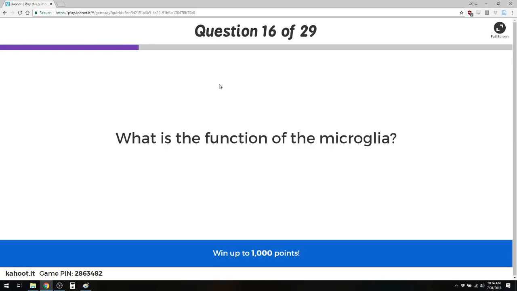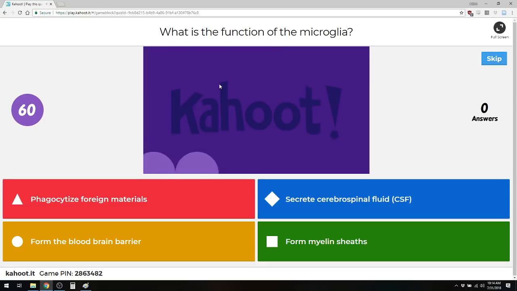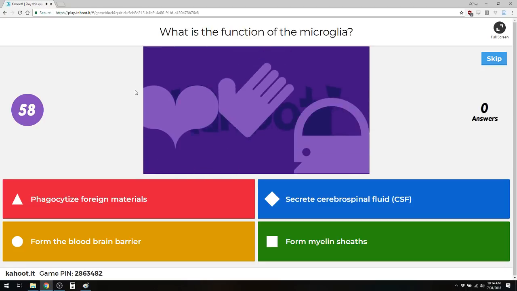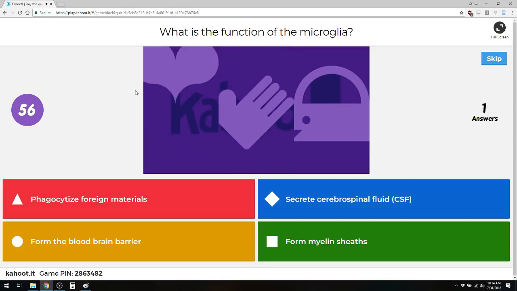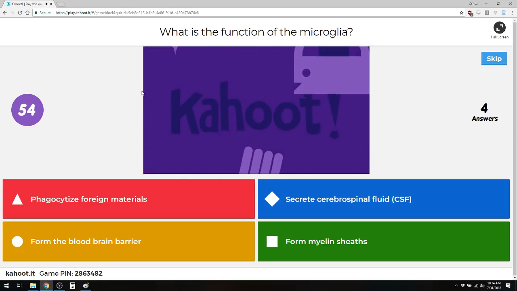What is the function of the microglia? Does it phagocytize foreign materials? Does it secrete cerebrospinal fluid? Does it form the blood-brain barrier, or does it form myelin sheaths?